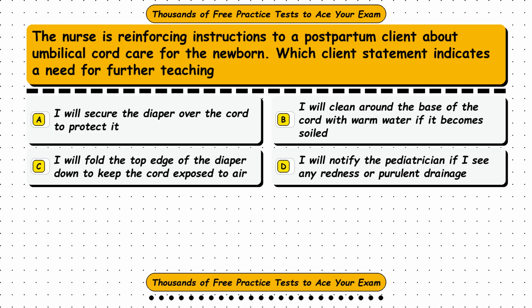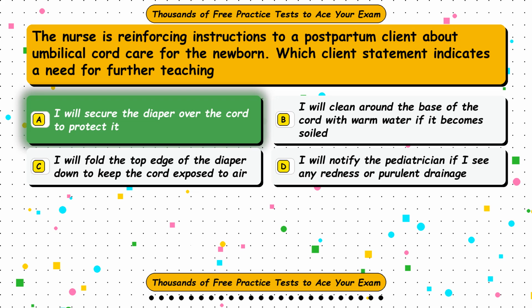Question 15. The nurse is reinforcing instructions to a postpartum client about umbilical cord care for the newborn. Which client statement indicates a need for further teaching? Option A, I will secure the diaper over the cord to protect it. Option B, I will clean around the base of the cord with warm water if it becomes soiled. Option C, I will fold the top edge of the diaper down to keep the cord exposed to air. Option D, I will notify the pediatrician if I see any redness or purulent drainage.